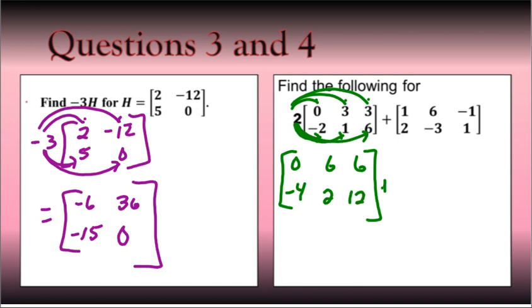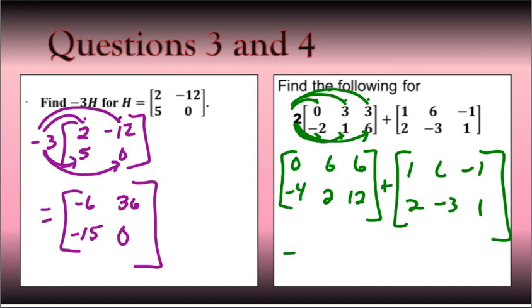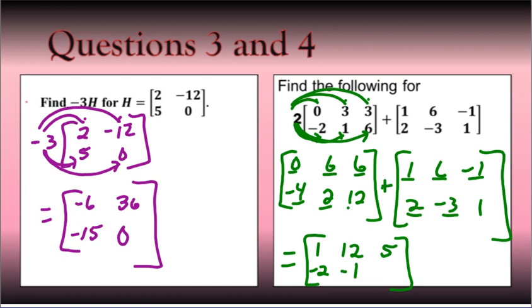And then to that, I'm going to be adding the other matrix. So 1, 6, 1, 2, negative 3, 1. So my answer, 0 plus 1 is 1. 6 plus 6 is 12. 6 plus a negative 1 is 5. Negative 4 plus 2 is negative 2. 2 plus negative 3 is negative 1. And 12 plus 1 is 13. So when you add matrices, you're just adding the same element that's in the same position.